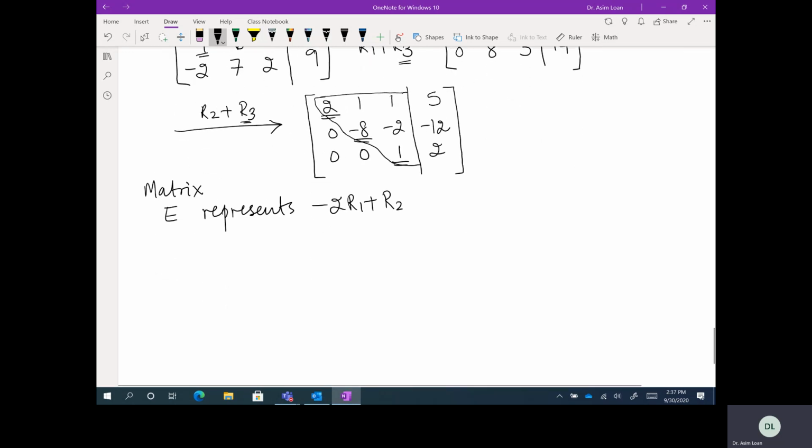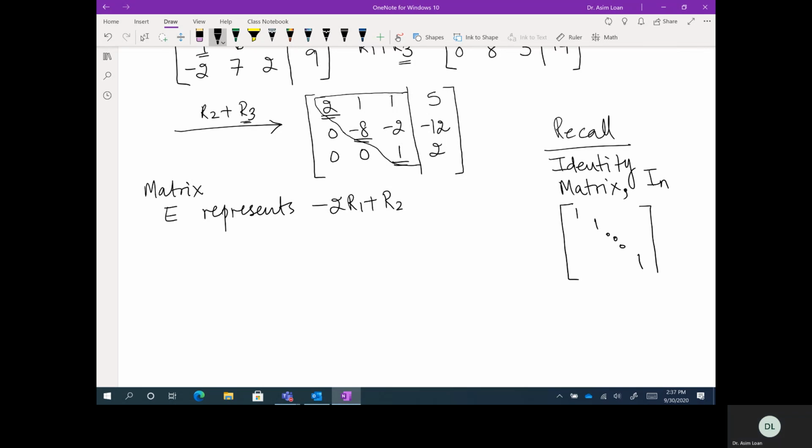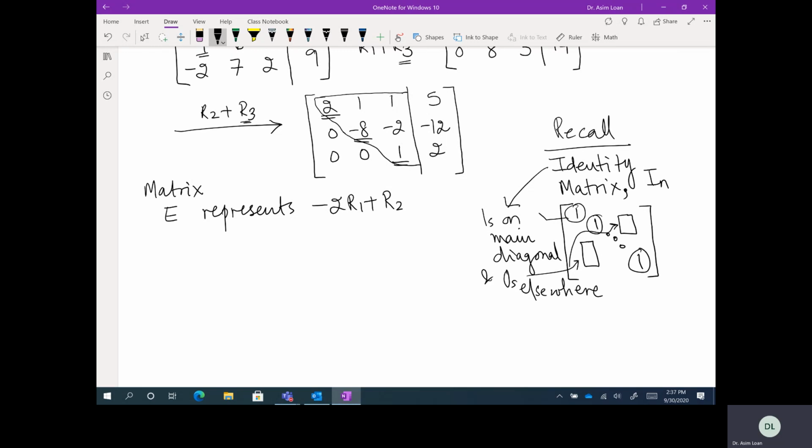And how do we represent this by the matrix? So recall, an identity matrix of any order is like this. Identity matrix, let's say IN, is like this. So 1, 1, 1, and all the off diagonal elements are 0. So identity matrix means ones on the main diagonal, and zeros elsewhere. These are zeros, and these are the ones on the main diagonal. Okay, and this is an n by n square matrix.